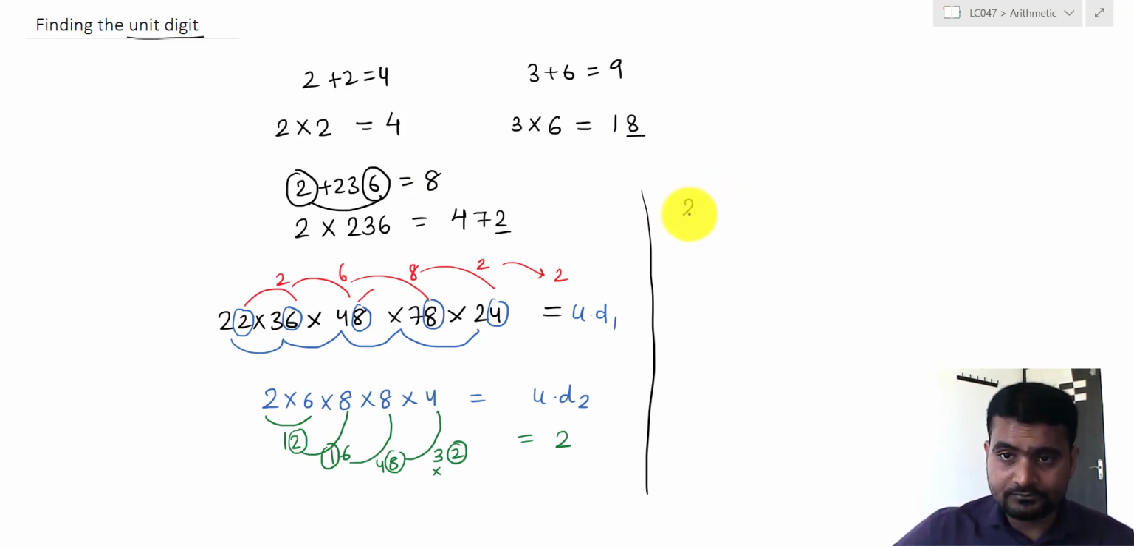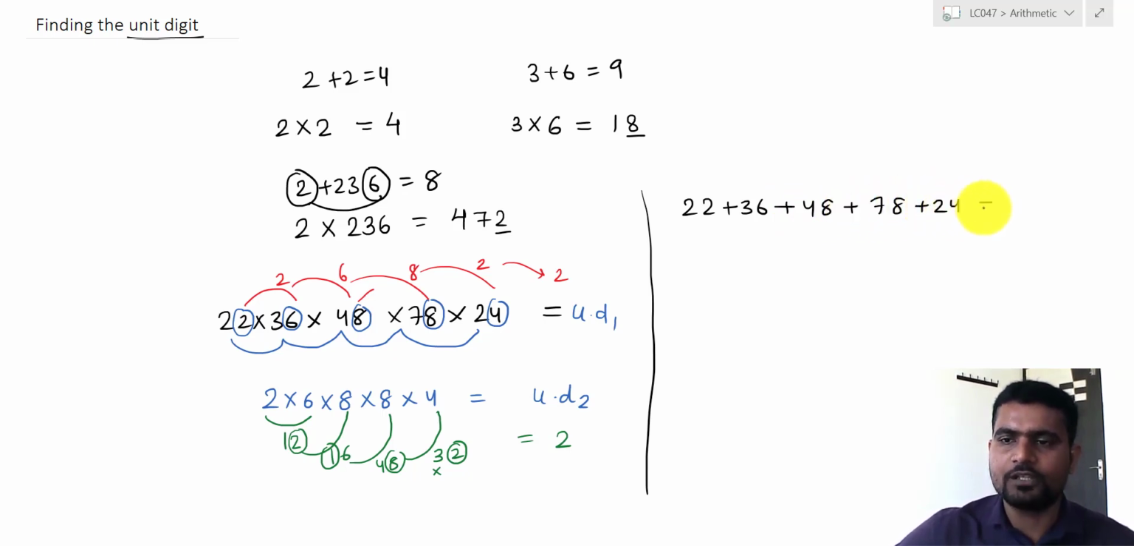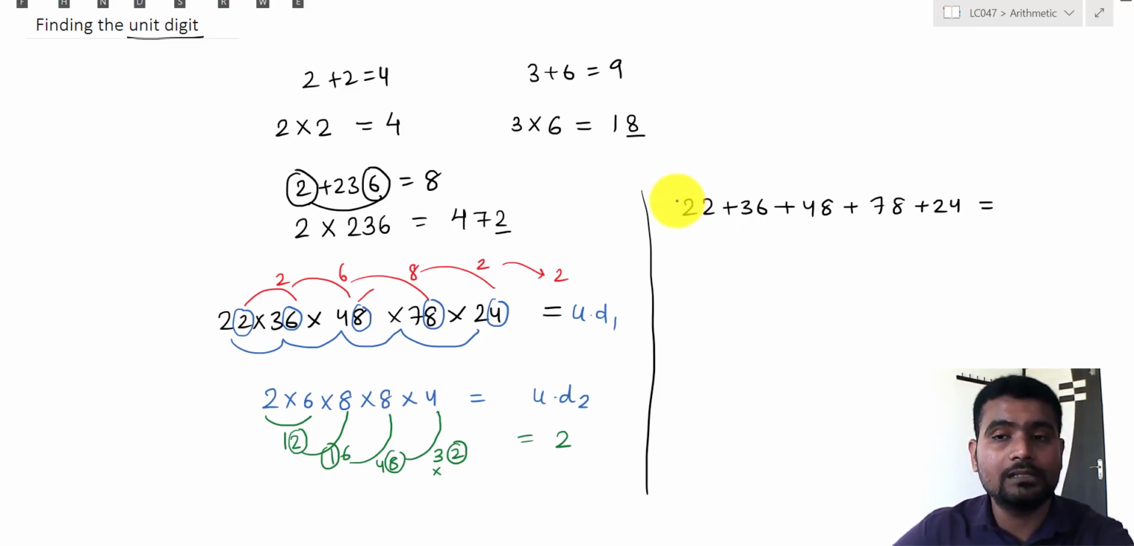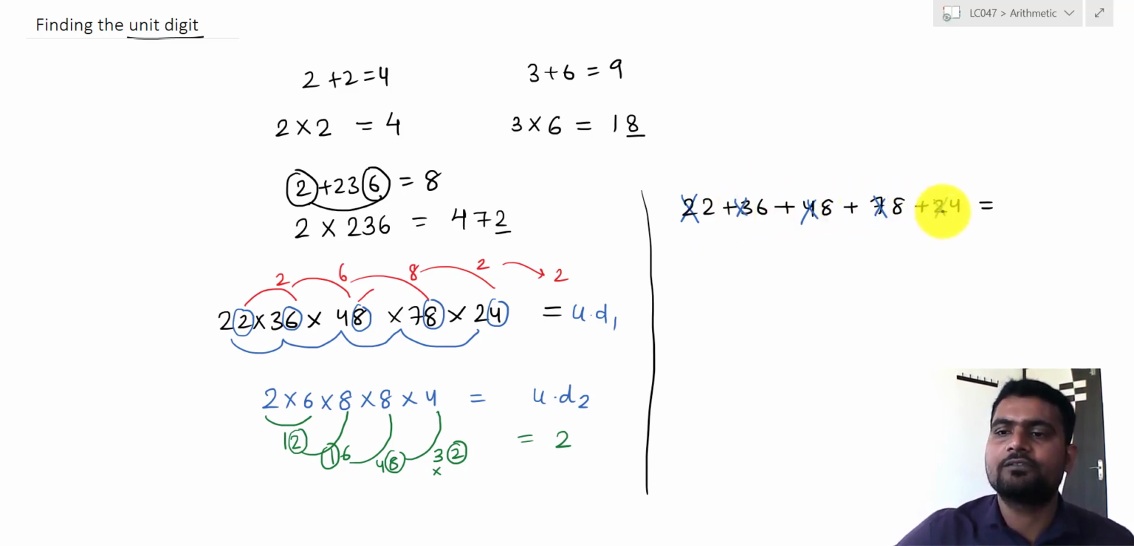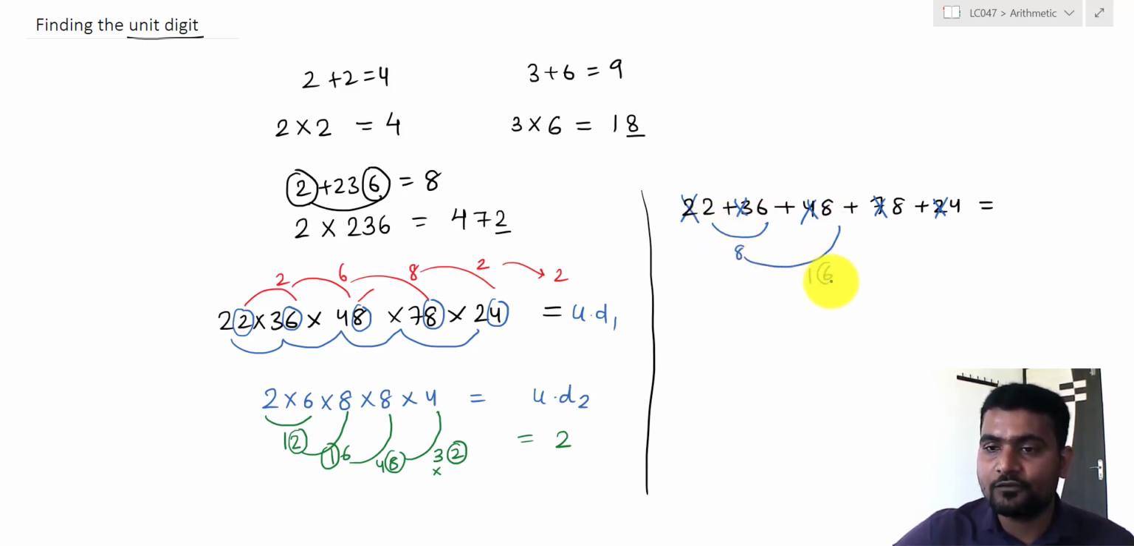Let's check this. 22 plus 36 plus 48 plus 78 plus 24. What is the unit digit of this one? I already told you that you have to remember only the unit digit. Forget these other numbers, these are not needed for finding the unit digit. What you do is 2 plus 6, 8. 8 plus 8, 16, so you take care of only 6. 6 plus 8, 14, so you take care of only 4. 4 plus 4 is 8. So the unit digit is 8.